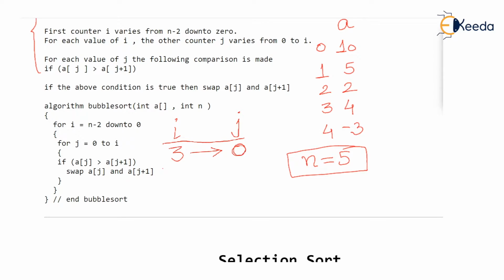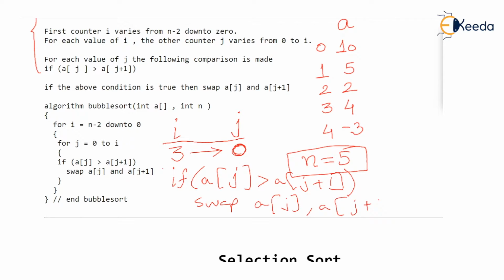Now just check this value of j. The value of j is 0, isn't it? So we simply ask a question on this j as follows. If a of j is greater than a of j plus 1, and if this condition is true, then we will swap a of j with a of j plus 1. See, you don't have to do anything extraordinary. Just put the value of j in this question.